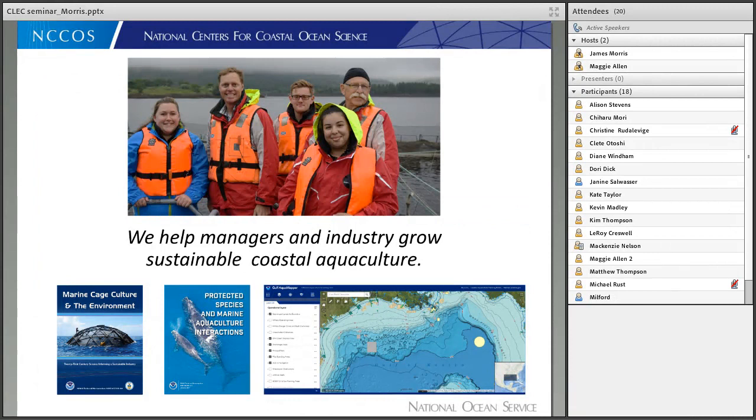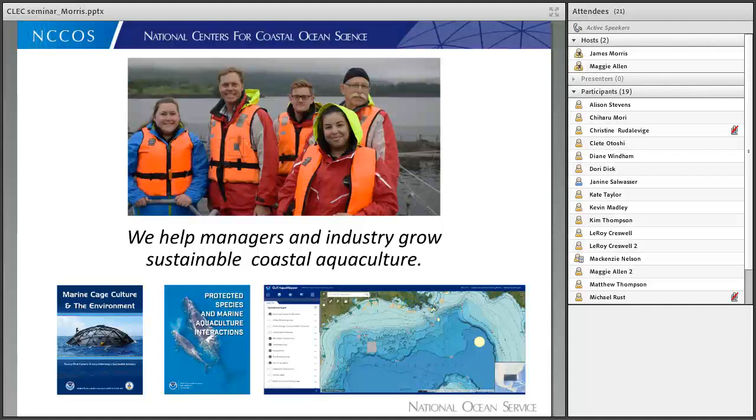So within our program, we work to help managers primarily and industry grow sustainable coastal aquaculture. So we work to understand, what is sustainability? What does it mean to you? What does it mean to the general public? What exactly are we talking about when we say sustainable aquaculture? We work to bring that science to bear and to put that science on paper, whether it be reviewing or assessing the current state of knowledge, or developing new tools that will document and better understand that sustainability piece.